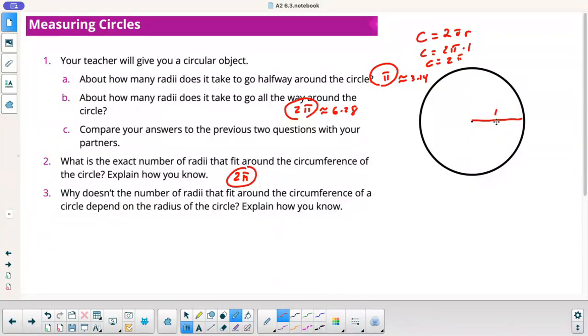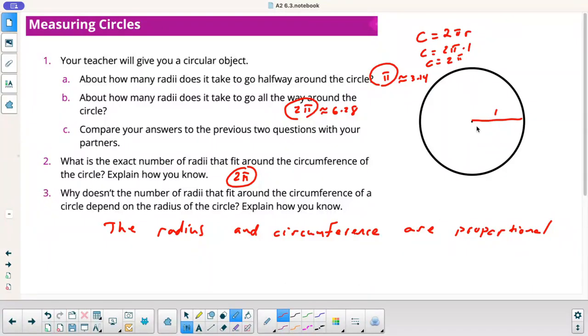Well, I would say the radius and circumference are proportional, okay? So for instance, if my radius was bigger, it would still wrap around the same number of times, because as my radius gets bigger, so does the circle. Okay, so if this radius was 10, then the circumference would be 20 pi. It's still proportional to each other.